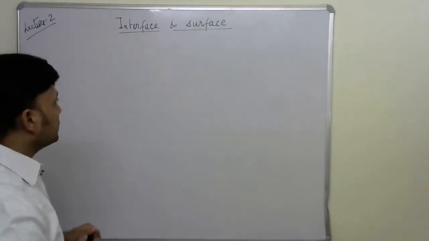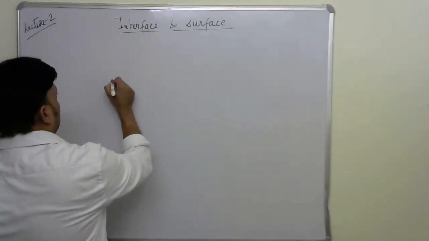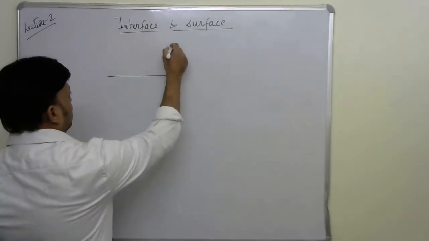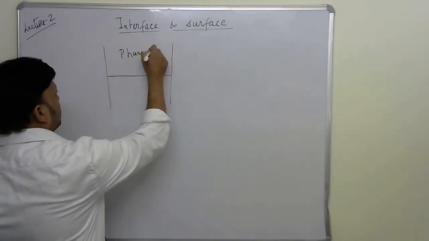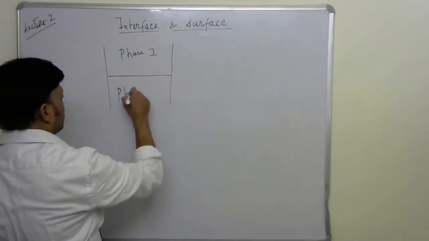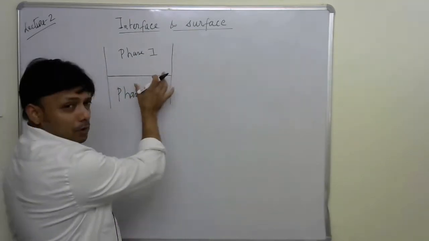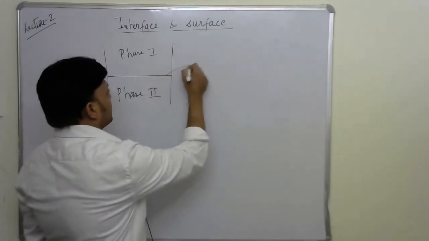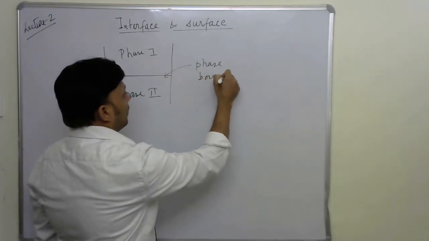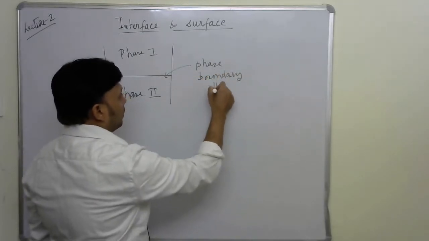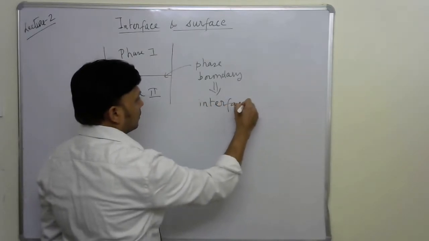Okay, so let's define interface and surface. So let's imagine that there are two phases. Here I'm writing phase 1 and here I'm writing phase 2. Now a boundary that separates the two phases is called the phase boundary. So any phase boundary can be regarded as an interface. Alright.